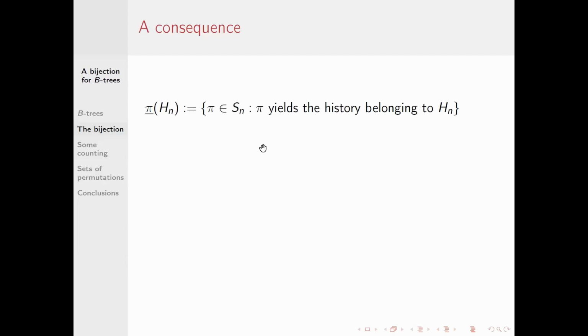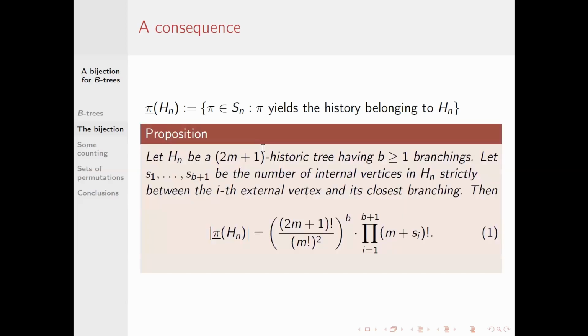So a quick consequence: since our key sequence was a permutation, you can ask, what is the set of all the permutations that yield the history? We'll answer this later. But for now, I'll just say we have this formula, which just counts the number of permutations that give a certain history.